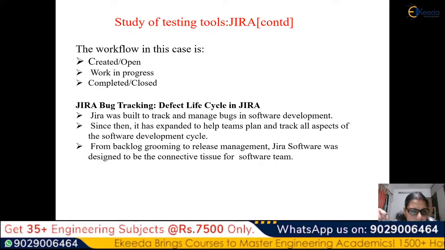Jira was built to track and manage bugs in software development. All the tools are developed to find defects, bugs, and so on. Since then, it has been expanded to help teams plan and track all the aspects. Certain things are not in our hands, like planning, requirements, collecting all those requirements, requirement elicitation or requirement scope. Whatever the requirements are defined.